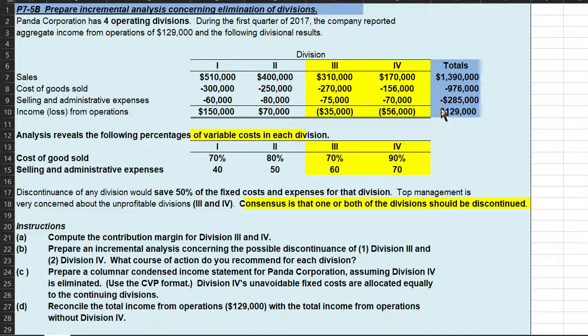Sometimes it will be revenue and expenses that will be involved. Sometimes it will just be revenue. Sometimes it will just be expenses. It depends on the kind of decision that is being made.